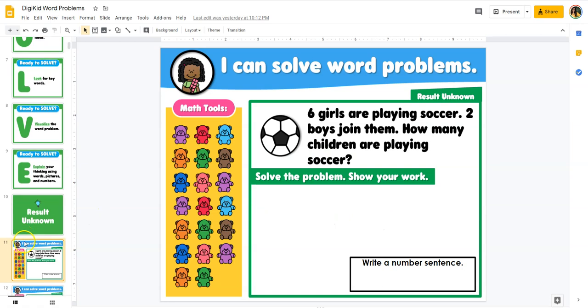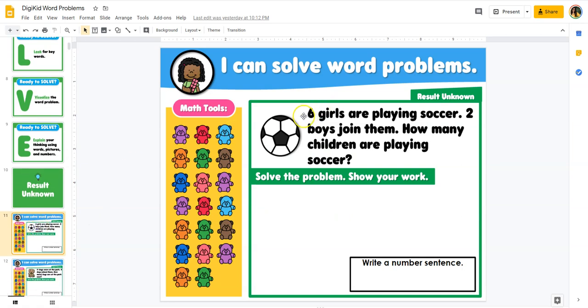All right, so let's go through, and we're going to look at one of the word problem mats together. And this one is about, what is this about here? What is that a picture of? It's a picture of a soccer ball. So the word problem is going to be about playing soccer. That picture will give you a good clue when you're reading your word problem. Over here on the side, you're going to see some math tools.